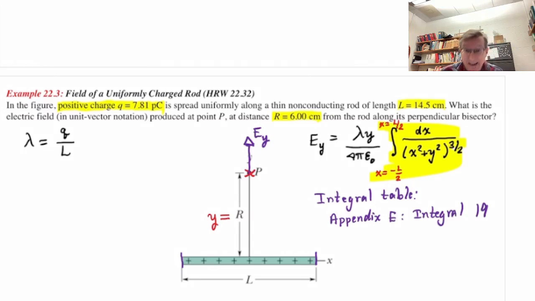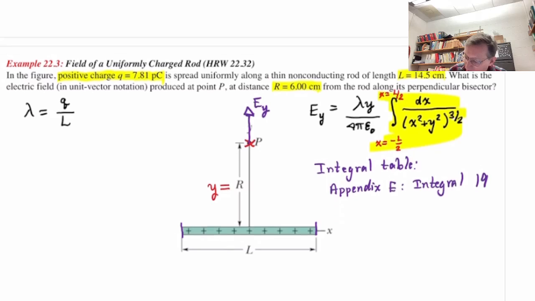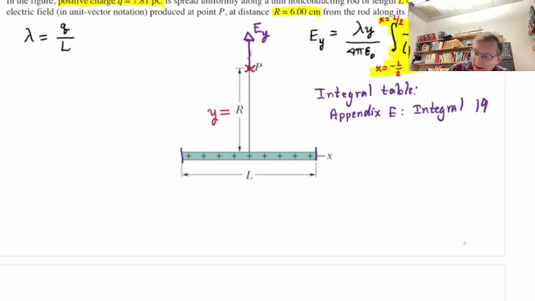It's integral 19. Okay, so however you want to do it, all right, let's say you have obtained the result for that integral. I'm going to come down here and write down what we do next. Let me write it down over here.